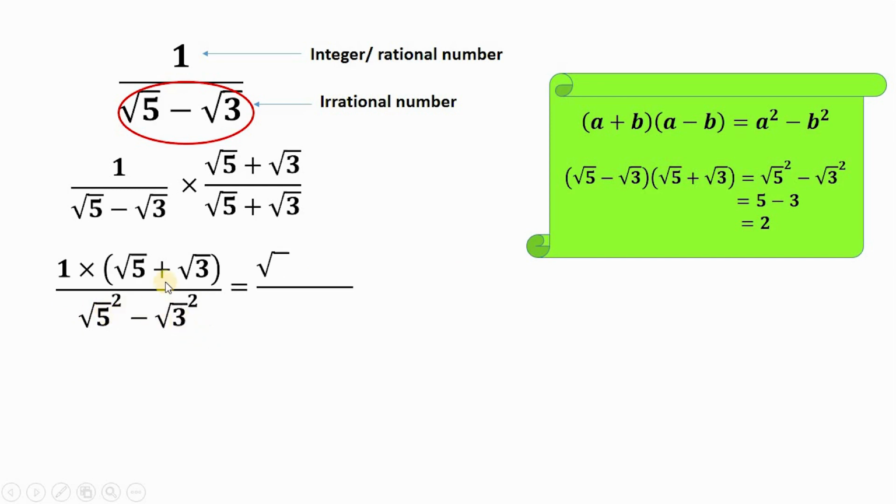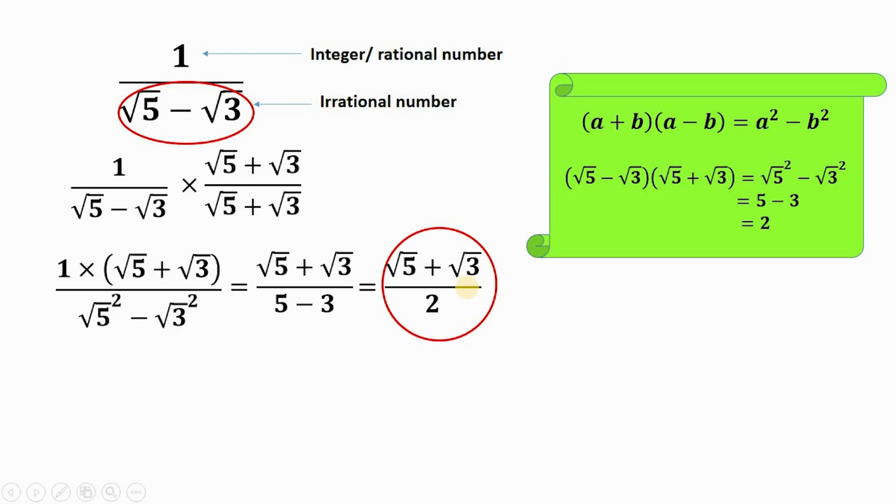And further, when you multiply the numbers, root 5 plus root 3 divided by... the square and square root get cancelled, we get 5 minus 3. So we'll again copy the numerator, and 5 minus 3 is 2, and 2 is a rational number. Therefore, the given number, that is root 5 plus root 3 by 2, is a standard form of writing a number.